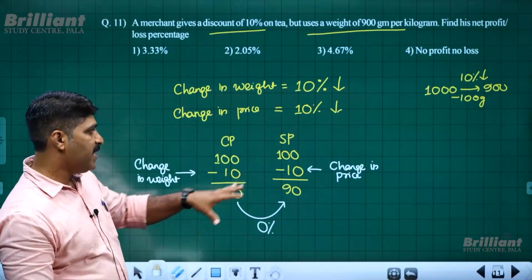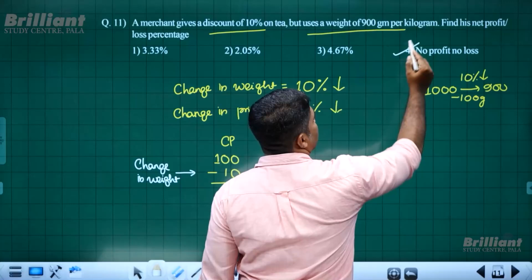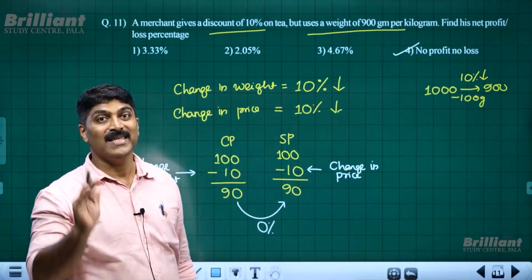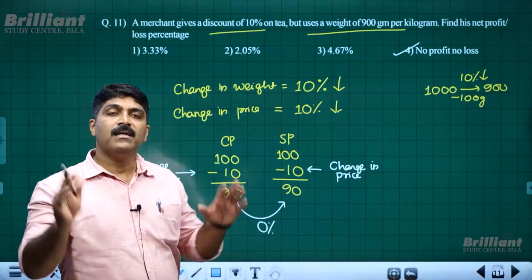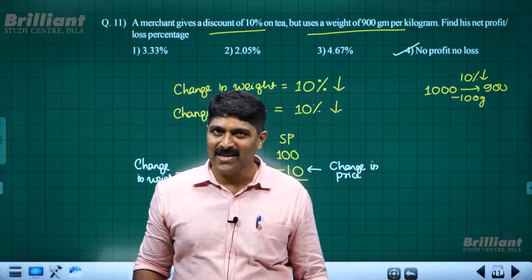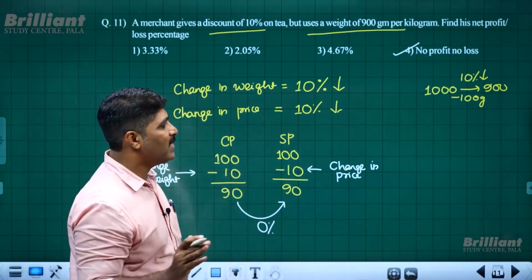So what was the cost price? That itself was the selling price. Therefore, the situation is no profit, no loss. That's a simple logic for this type of question. This is a common method that you can develop for finding the answer to similar types of questions easily. You can reach the conclusion of similar questions. Correct? That's a very important approach.